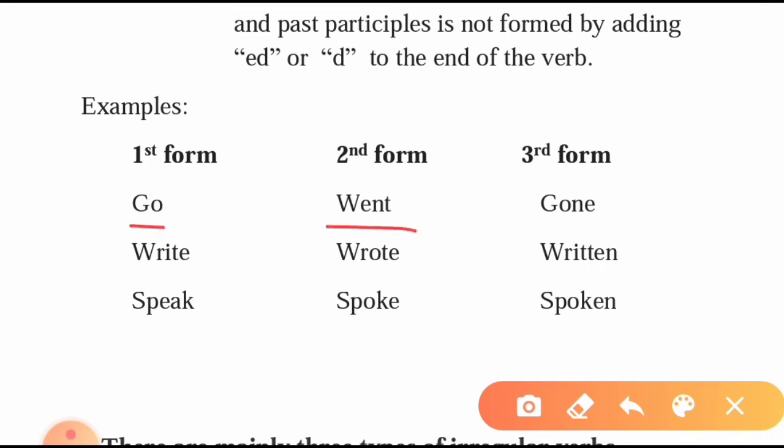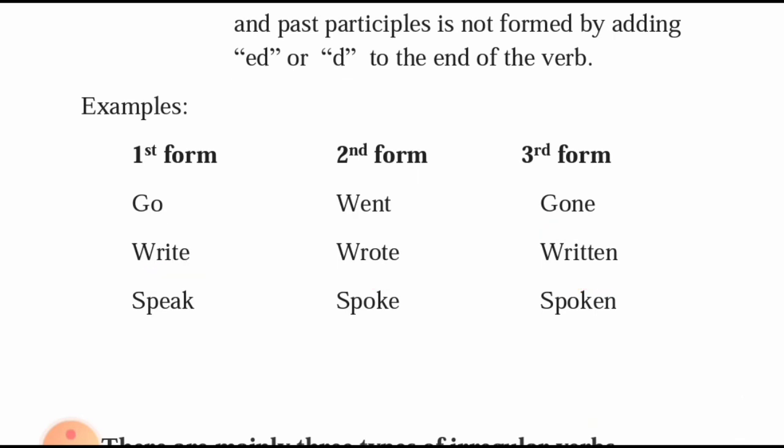Go, went, gone. So it is totally different. Another example, write, wrote, written. These are verbs that do not follow the process of adding ed or d, so we can say these are irregular verbs. Another example, speak, spoke, spoken. Those verbs that do not make their second and third form by adding ed or d are all irregular verbs. So this is the concept of it.